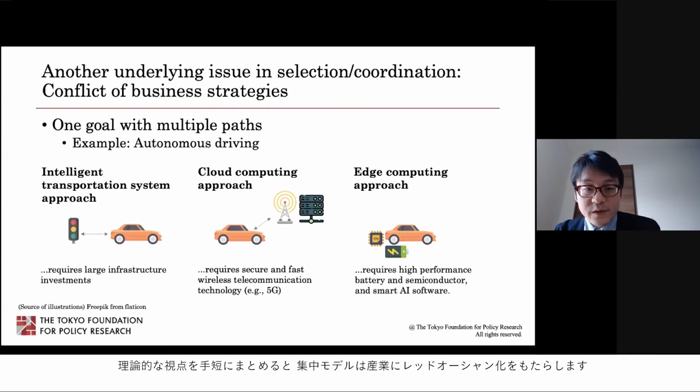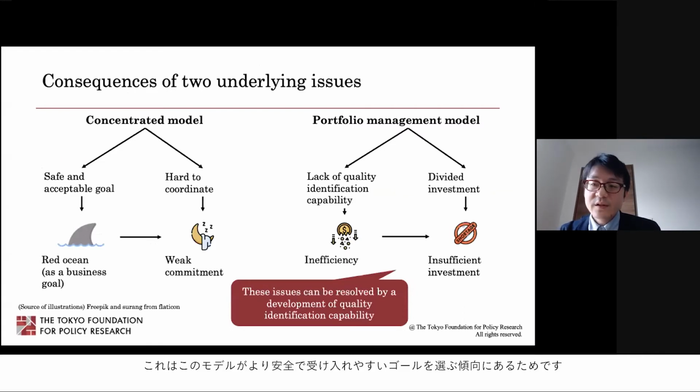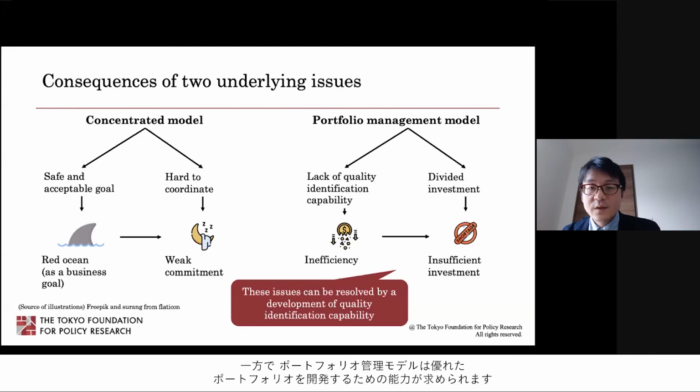This is a short summary of the theoretical perspective. The concentrated model often leads to a red ocean for the industry, because they are likely to choose a safe and acceptable goal, which means not a comparative advantage for them. Then this leads to weak commitment from the industry. On the other hand, the portfolio management model requires certain capability to develop good portfolios. So there are some trade-offs.